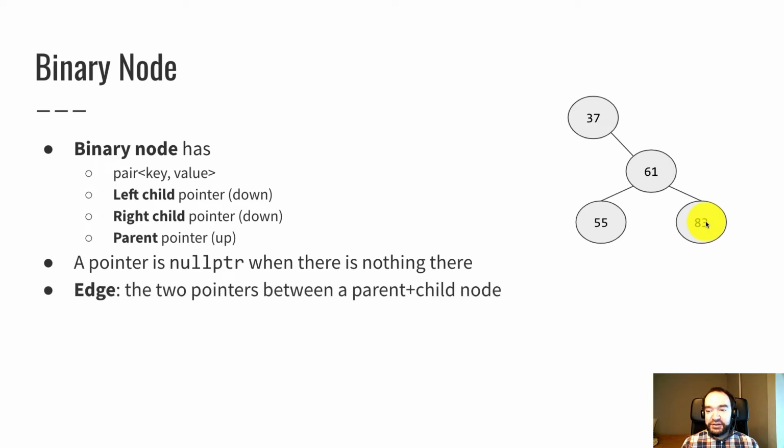Finally, we use the word edge sometimes to talk about the two parallel pointers going back and forth between a parent and a child node. So 61's left child pointer points at 55, and vice versa, 55's parent pointer points back up at 61. We use the word edge to talk about those two pointers that go back and forth in the same direction between the same two nodes.